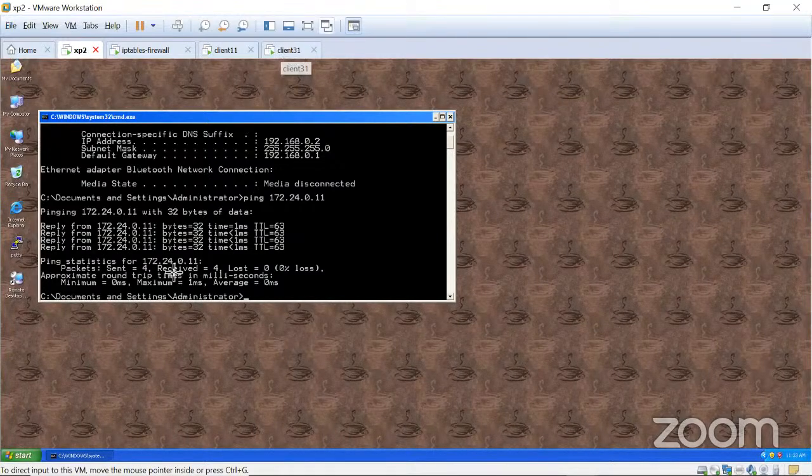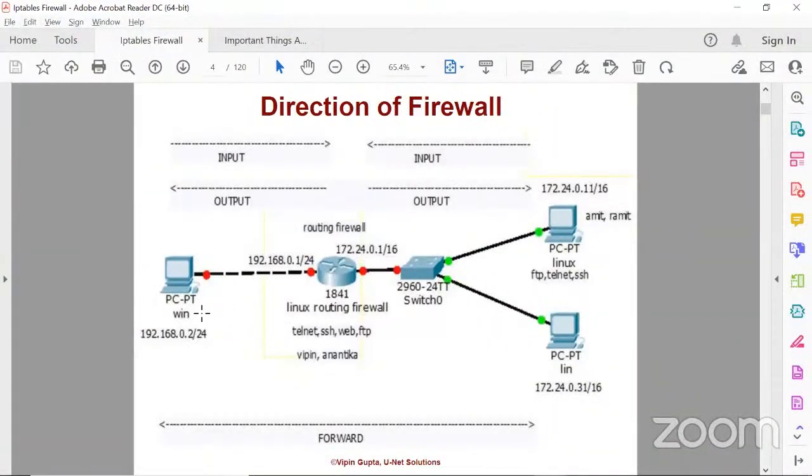In our case, I have shown you 4 systems, with their IP addresses. From this system, I tried to ping to this system, and the ping is working. That means our router implementation is okay. Now I want to check whether telnet is working properly, SSH is working properly, the web server is working properly, and FTP, because later on we are going to block the traffic.